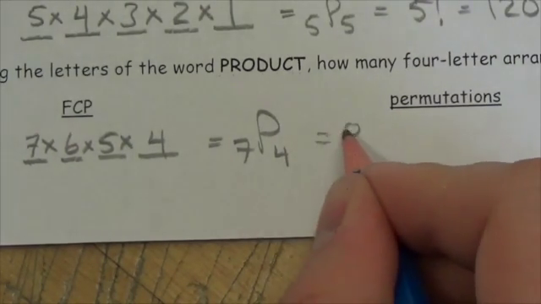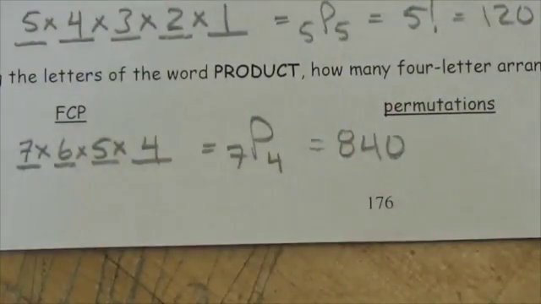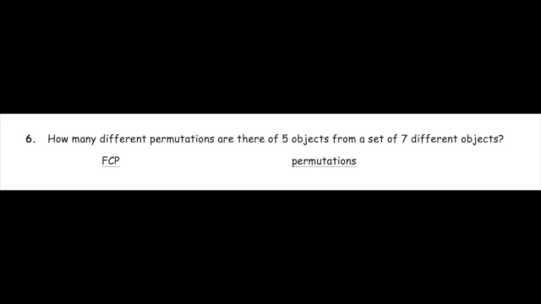And the answer is there are 840 different 4-letter permutations of the letters in the word product. How many different permutations are there of 5 objects from a set of 7 different objects using the fundamental counting principle and using permutations? Okay.